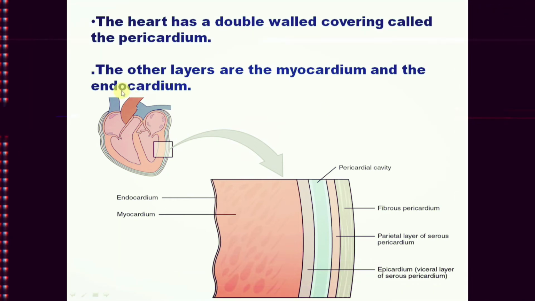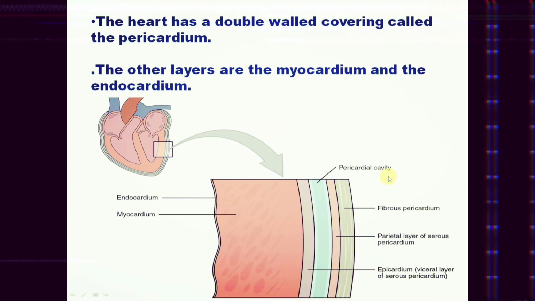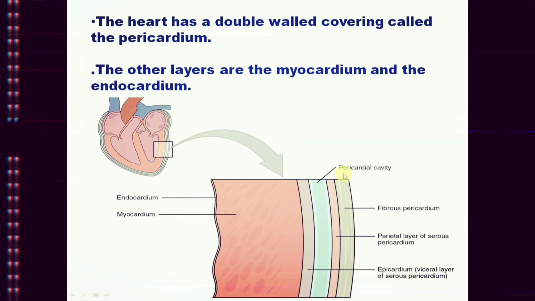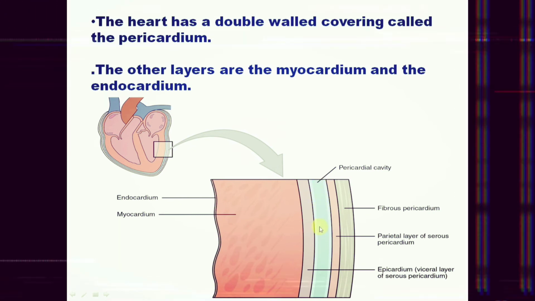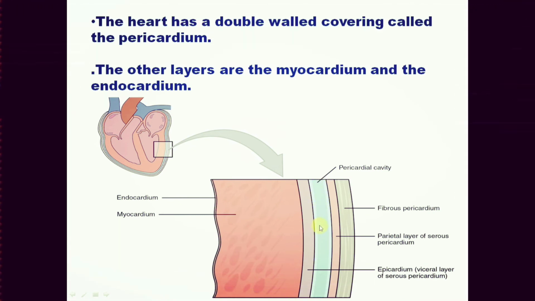The space between the parietal layer and the visceral layer is called the pericardial cavity. This figure shows the pericardial cavity. Next I discuss the myocardium. This is the myocardium.